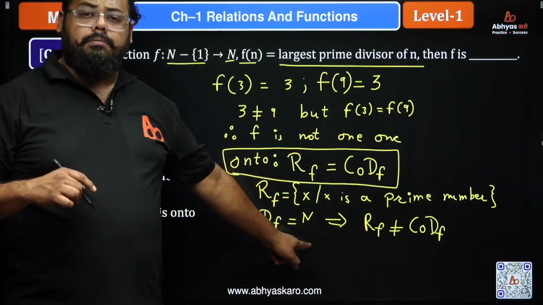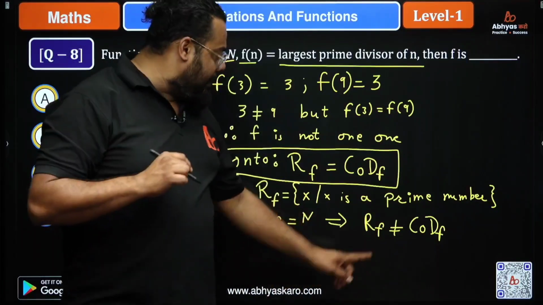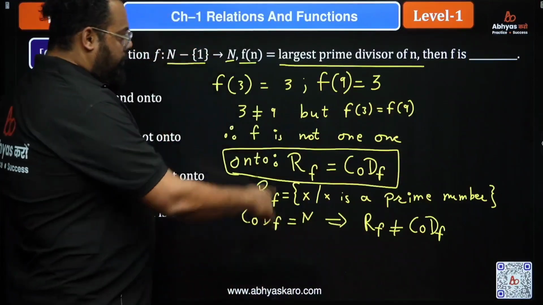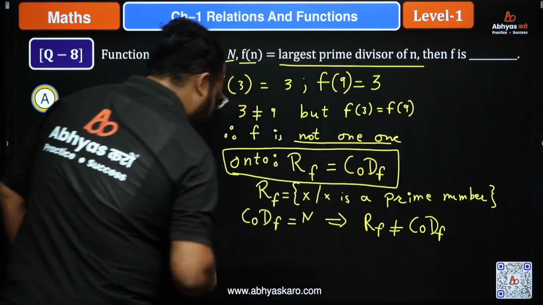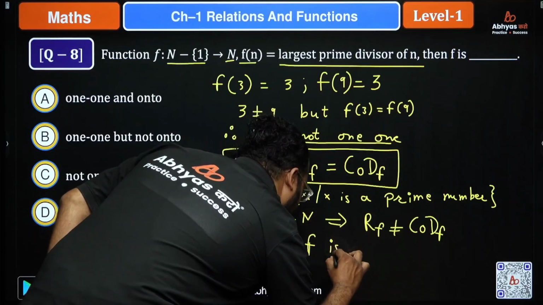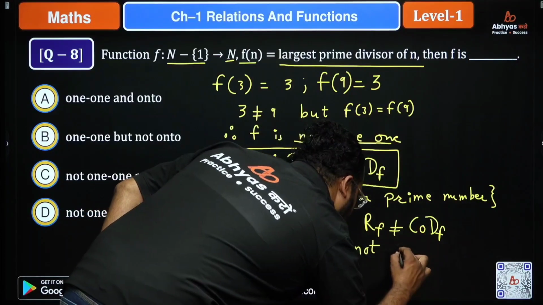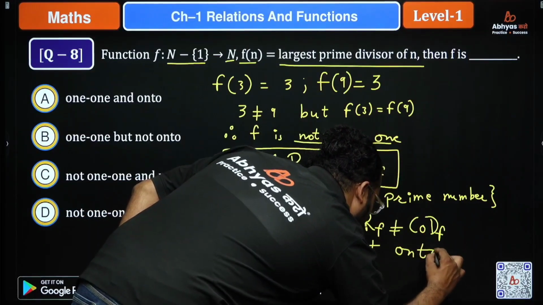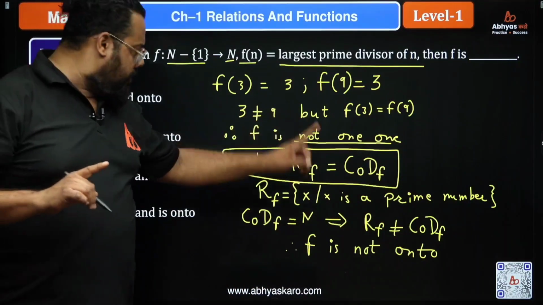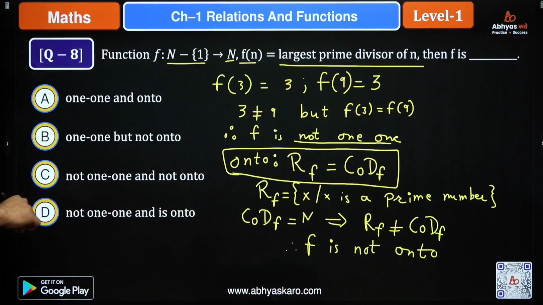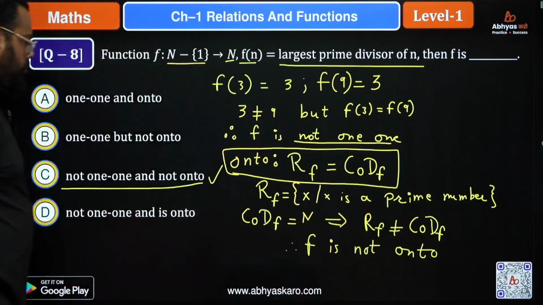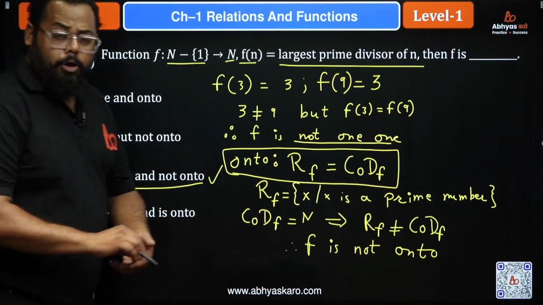Codomain is all the natural numbers, which also include composite numbers. So my range is not equal to the codomain. Is the function onto? No. We checked the function is not 1-1 and is not onto. Is that clear? Do you understand? Neither is this function 1-1, nor is it onto. So my correct answer is C: not 1-1, not onto. This is my correct answer. I hope you understood the question.